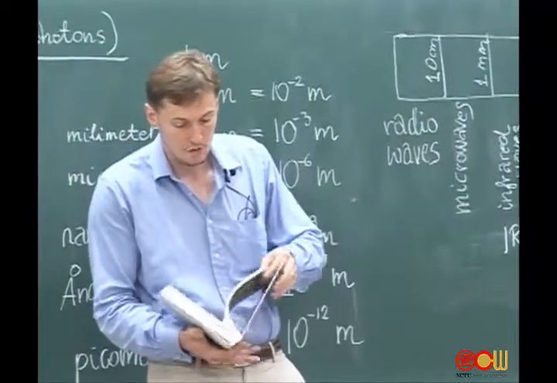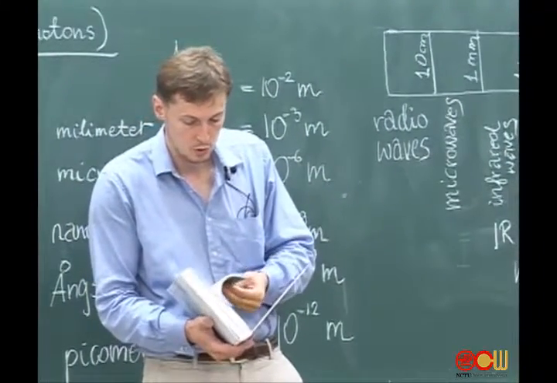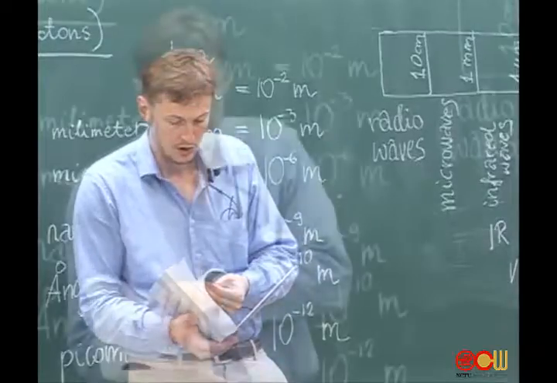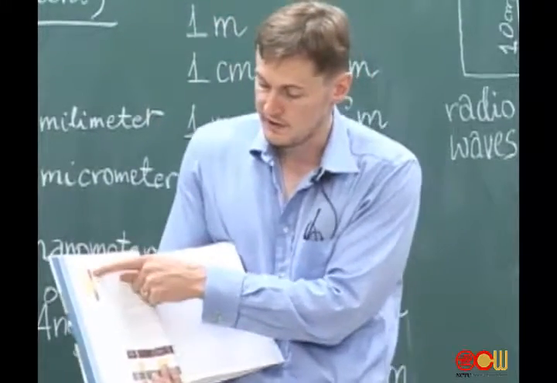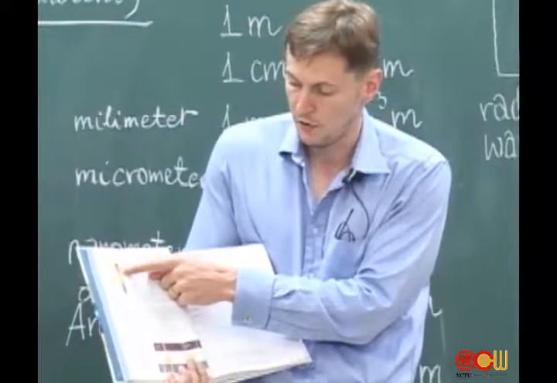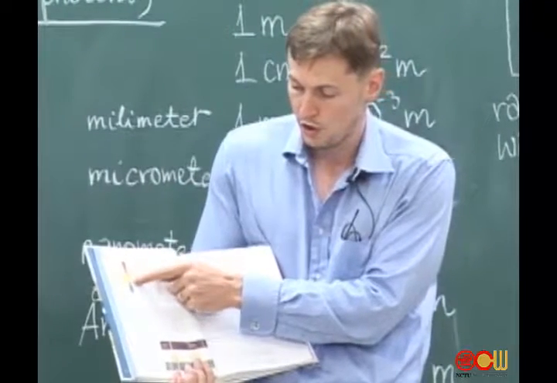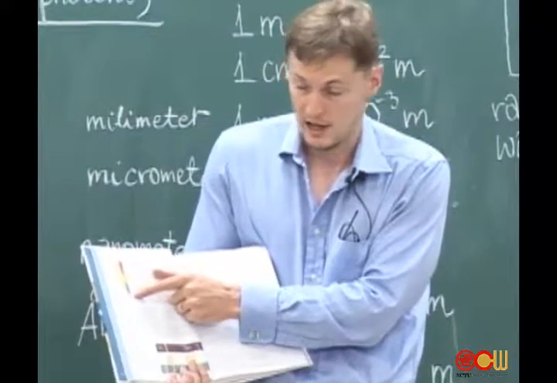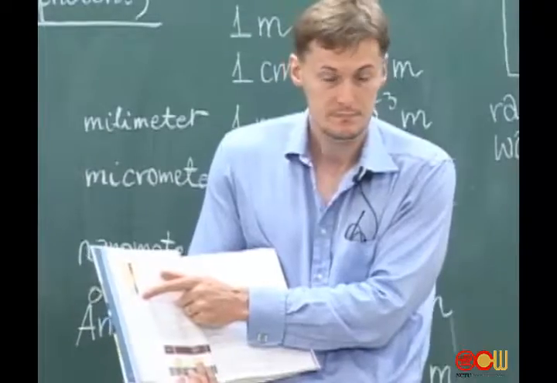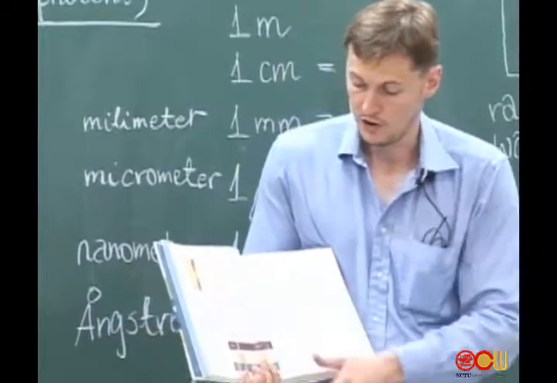And if you want to have all the colors, you just go to your book and you see that it starts with red, then goes to orange, yellow, green, blue, and finishes at violet. All the range.